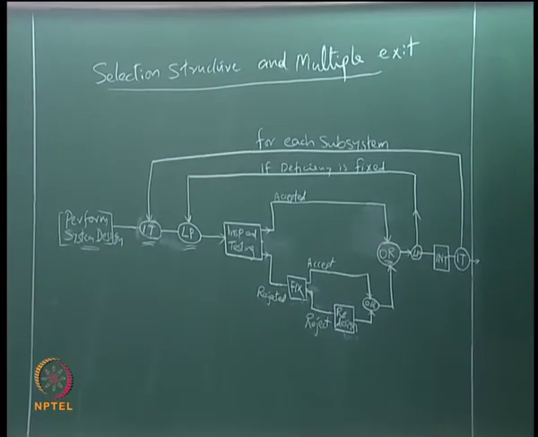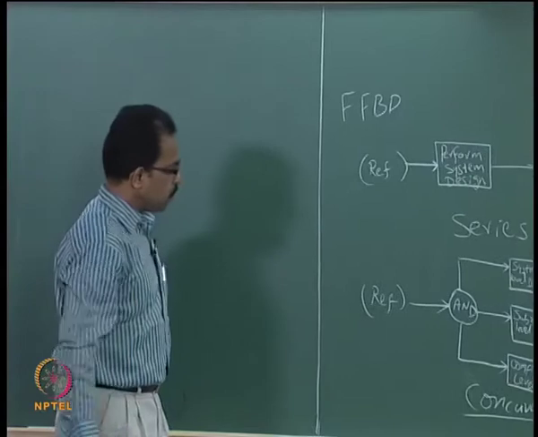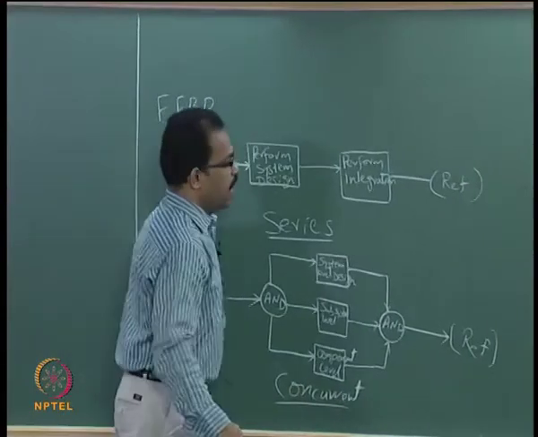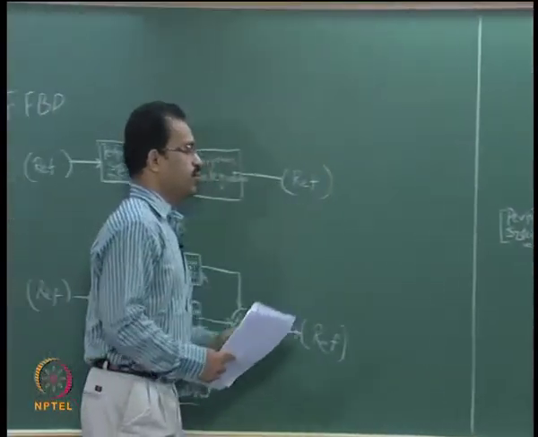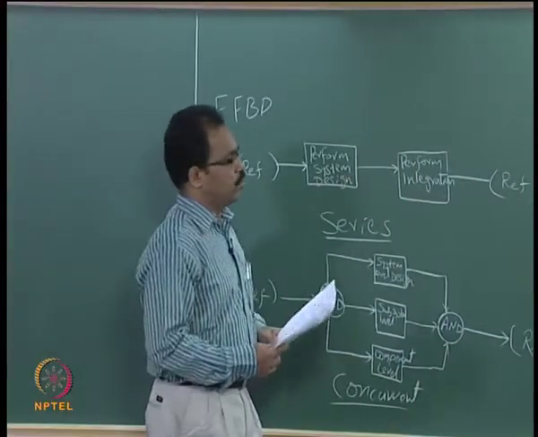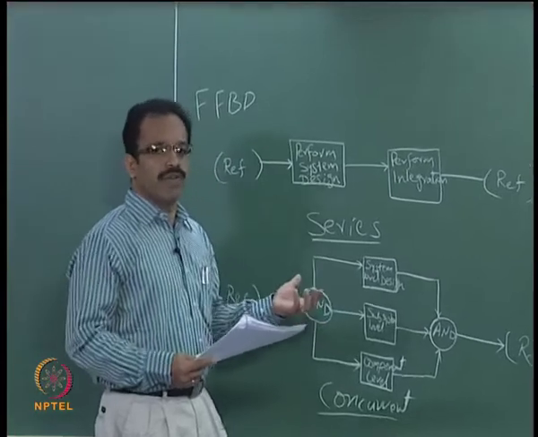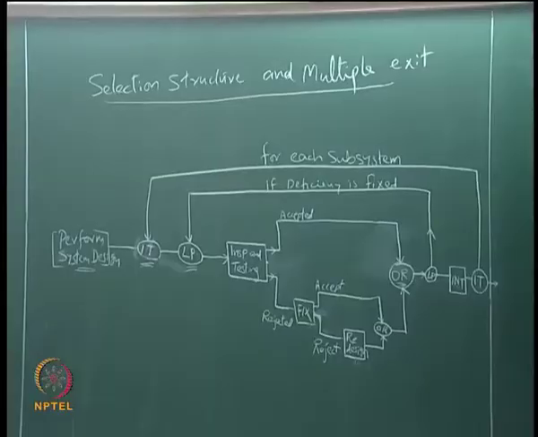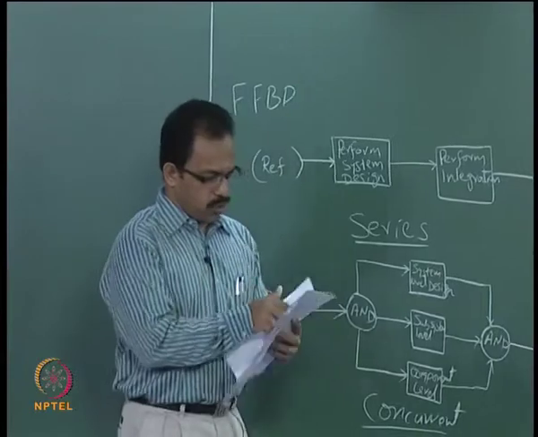So in FFBDs, that is, in function flow block diagrams, we have series execution, we have concurrent execution, and we have selection structure and multiple exit. Any of these methods or a combination of these can be used for representing the actual design of a system or the actual behavior of a system. For some subsystems we may have to model the behavior using this method. So we can use series, concurrent, or selection and multiple exit, or a combination of these to represent the dynamics of the system. Let me take an example and then show how it is actually done.